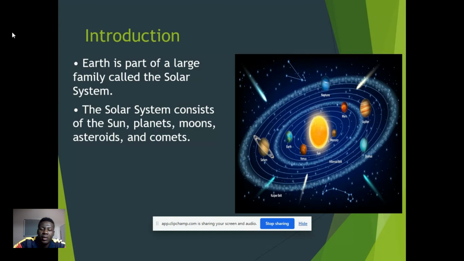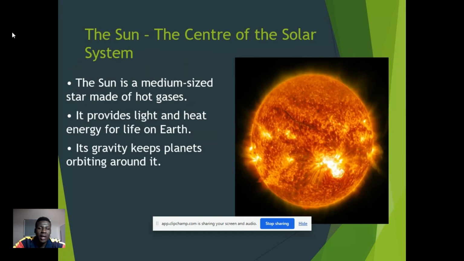Okay, then the sun. The sun is the center of the solar system. The sun is a medium-sized star made up of hot gases. It provides light and heat energy for life on Earth.